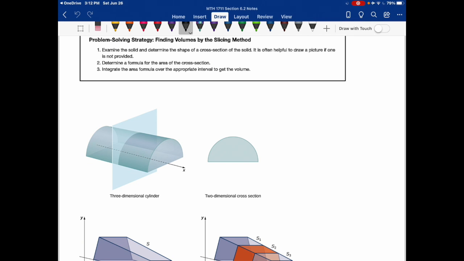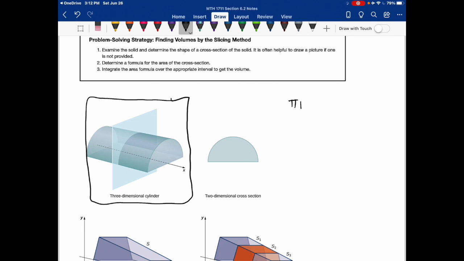So we have previously computed volumes of solids using geometric formulas. We have the formula of a cube, of a pyramid, of a cylinder, all kinds of things. Now, in this picture below, we have a picture of a cylinder. And we know the formula to find the volume of a cylinder. It's pi r squared h.